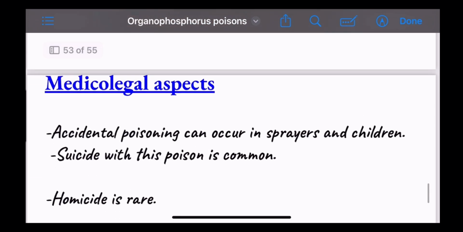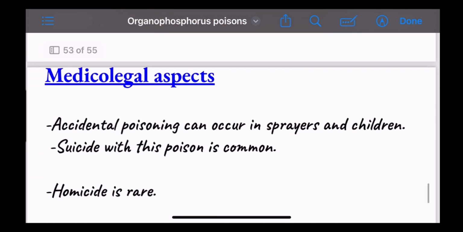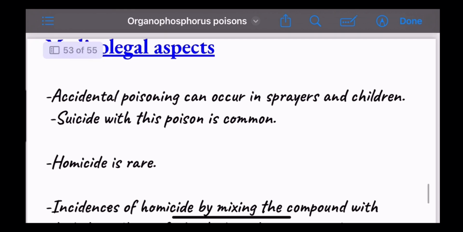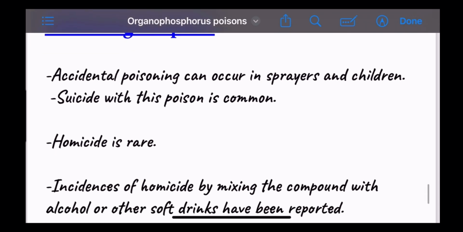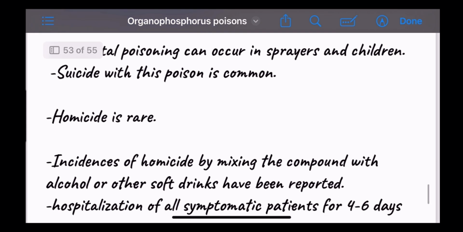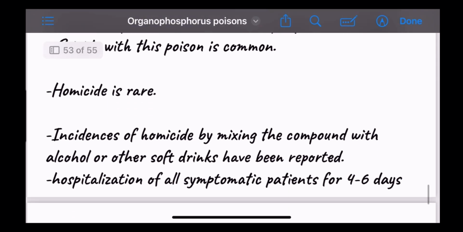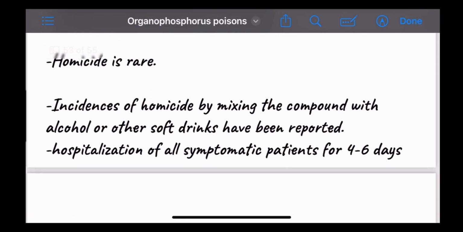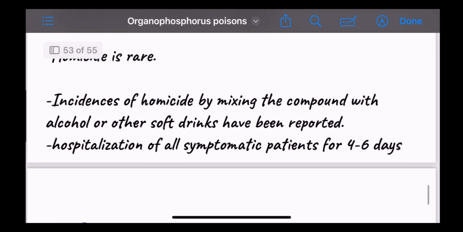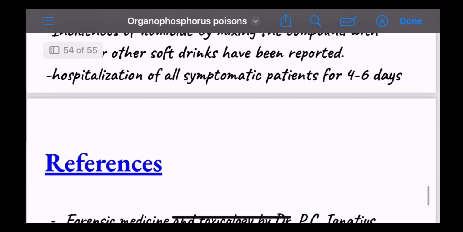Then medicolegal aspects of organophosphorus poisoning. Usually it is asked in forensics. Accidental poisoning can occur in spraying, among the people who spray insecticides in agriculture. It can also happen in children. Suicide with this poison is usually common, and homicide is usually rare. Incidents of homicide by mixing the compound with alcohol or other soft drinks have been reported. Hospitalization of all symptomatic patients for 4 to 6 days is necessary.